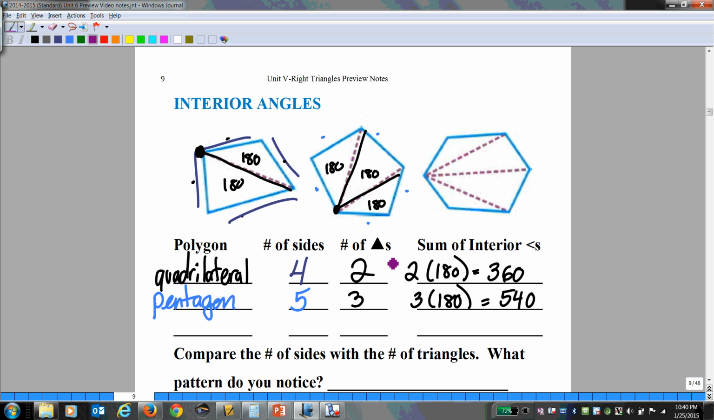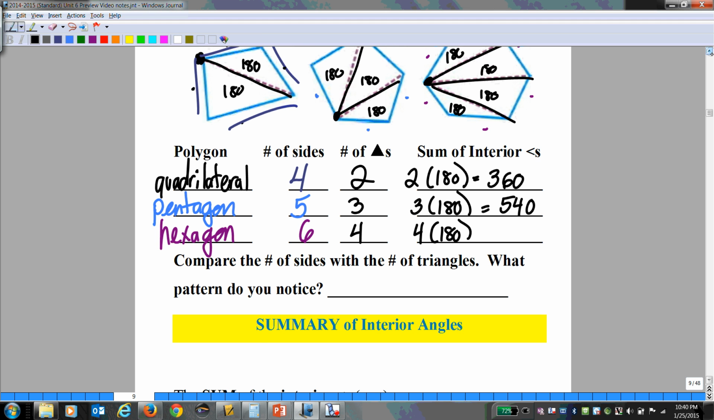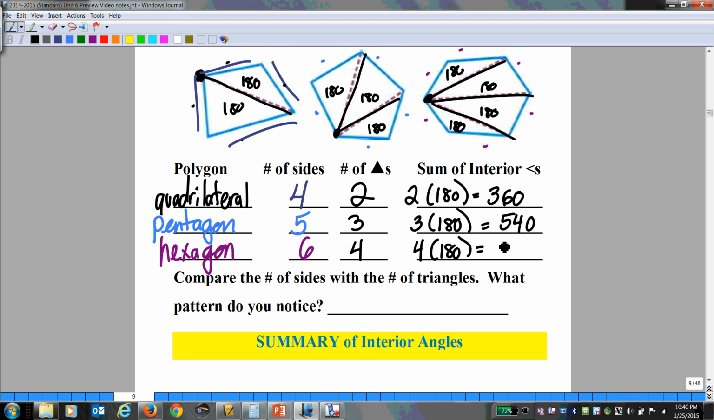Let's try another one. This is a 1, 2, 3, 4, 5, 6. So this is a hexagon. It has 6 sides. From a single corner, you can draw 1, 2, 3, 4 triangles. So to find the sum of the interior angles, that's 4 times 180. And that is 720.